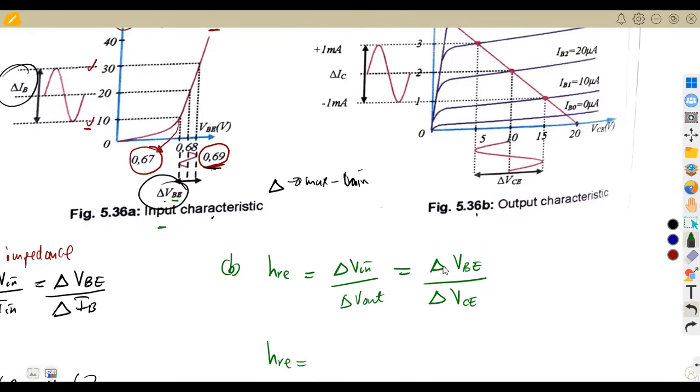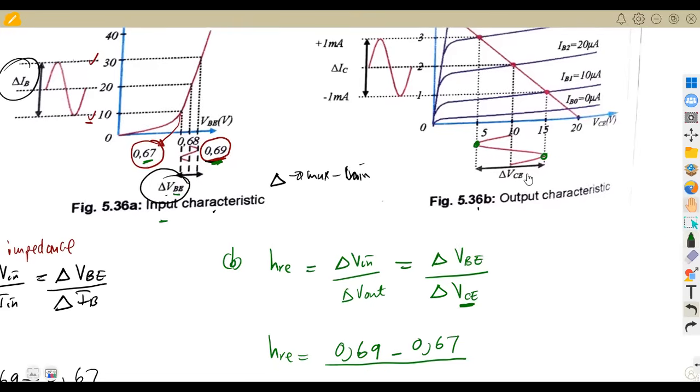All right, so the change in VBE, we talk about the input VBE, it's from 0.67 to 0.69. So it's 0.69 minus 0.67 over the change in VCE at the output. At the output, it's from 5 to 15. This is where it is affected. So this is output, this is input, which is 5.